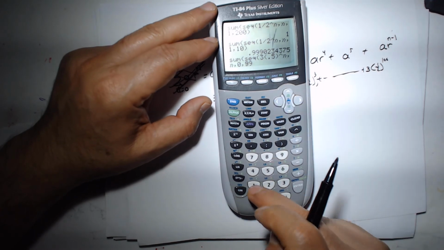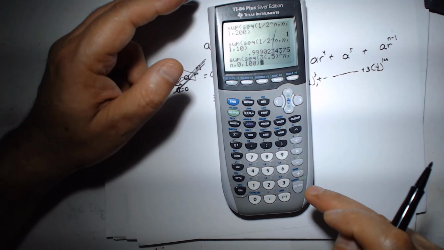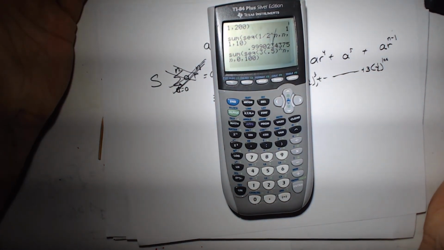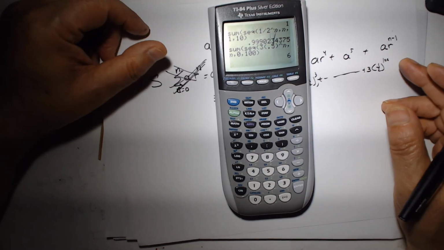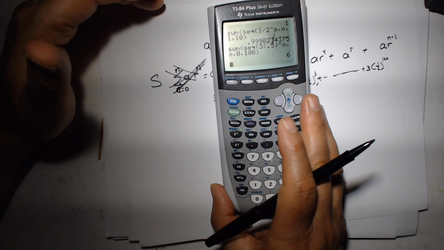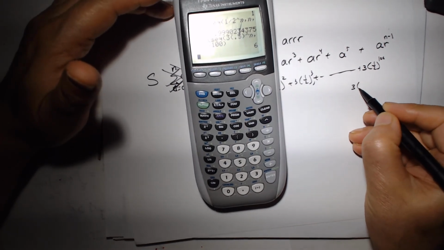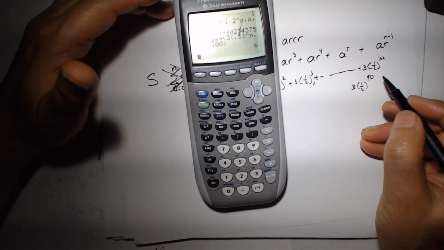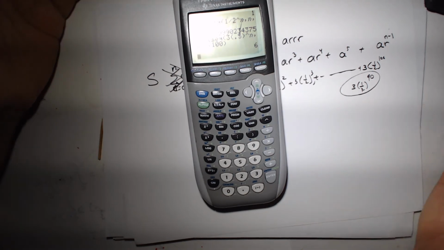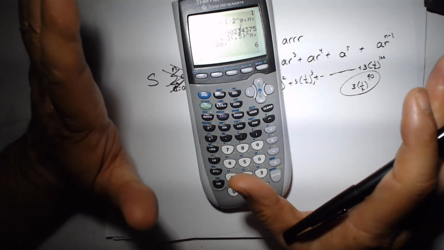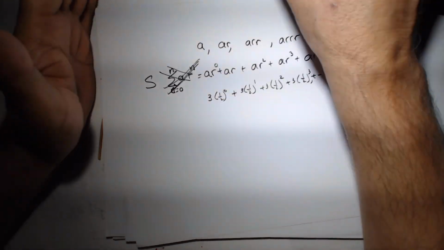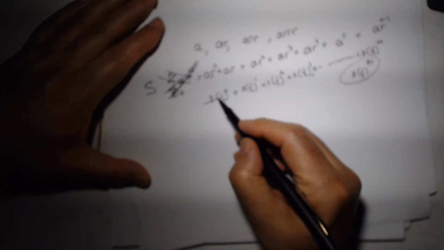Somebody said, I like 101. I said, okay, that's the sum. The sum of all those numbers is 6. Somebody said, why? Because really 3 times 1/2 to the power of 90 is pretty much almost 0. Somebody said, no, I don't like that. Show me mathematically. I said, okay, I'll show you mathematically.